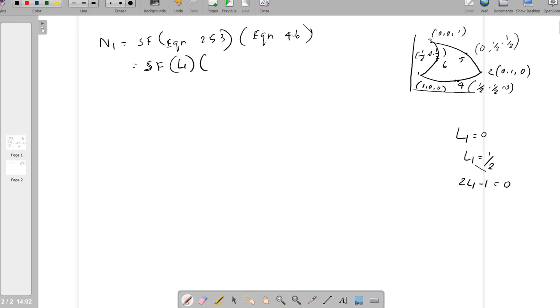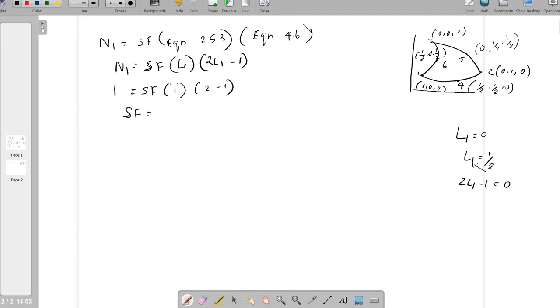If you cross multiply this, 2L1 minus 1 equals 0. So 2L1 minus 1, second equation, N1. We can find the value of N1 equal to 1 with the scale factor, where L1 is also 1, because at node 1, L1 equals 1 and the other two values are 0. So 1 times (2 minus 1).